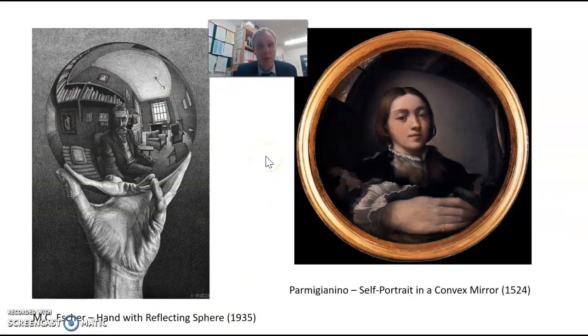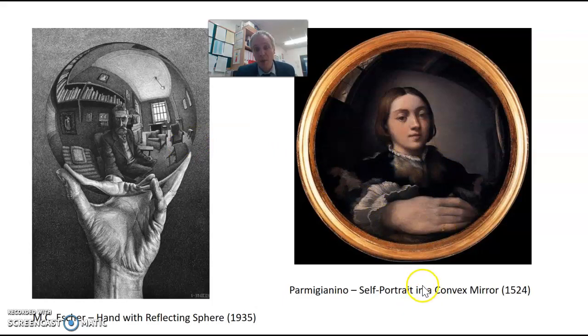Much like Yayoi Kusama and her reflective spheres, M.C. Escher, a Dutch artist, did this self-portrait in 1935 where he's looking into a reflective sphere, and you can see the ceiling up here is all distorted. The chair here looks like it's being pulled towards you. He made it harder for himself and came up with this really interesting self-portrait.